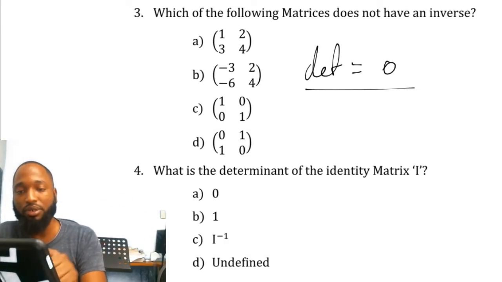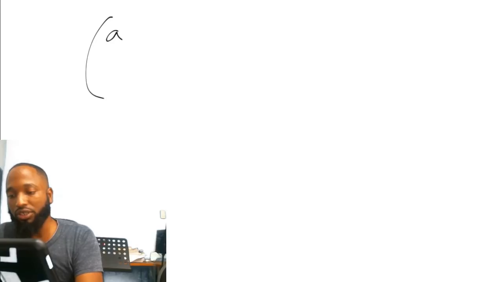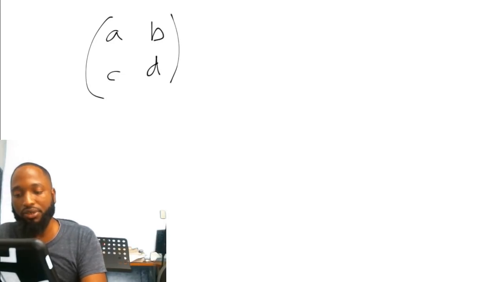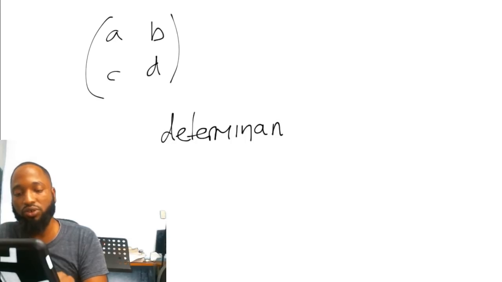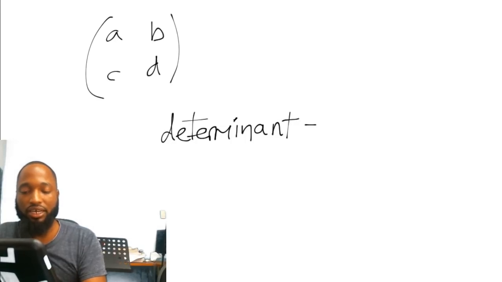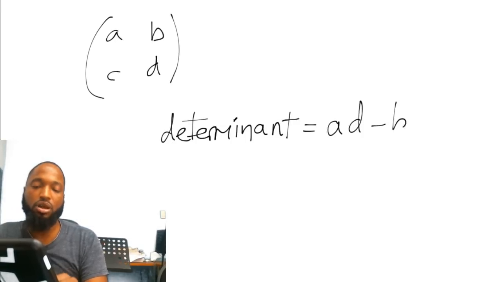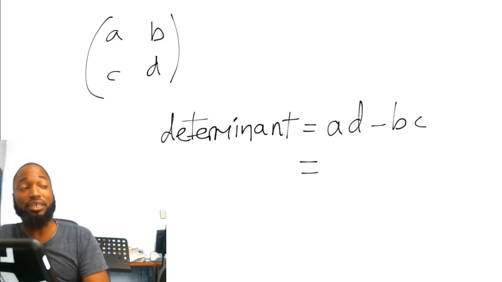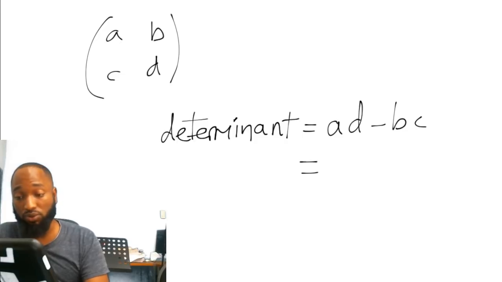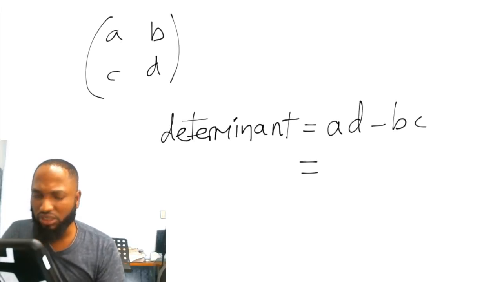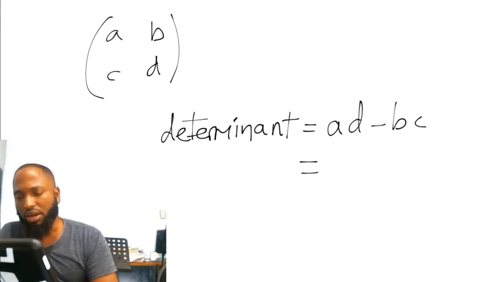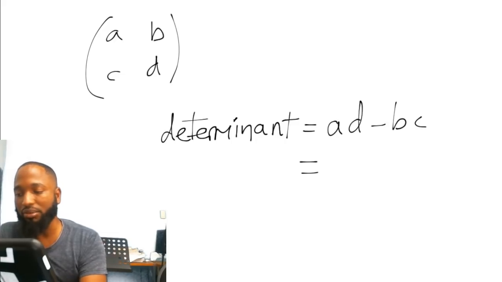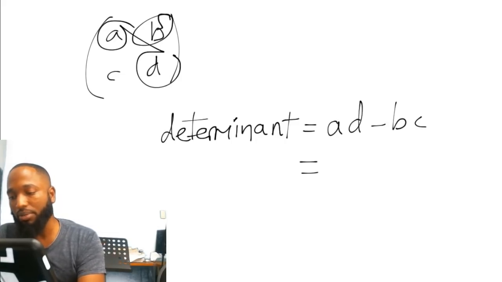How do you find the determinant of a matrix? Say the matrix is A, B, C, D. Everybody knows this. Matrices was one of the first tutorials I did on this channel two years ago, and it's still good. It's like wine, it gets better with age. Anyhow, this is how you find the determinant: A times D minus B times C.